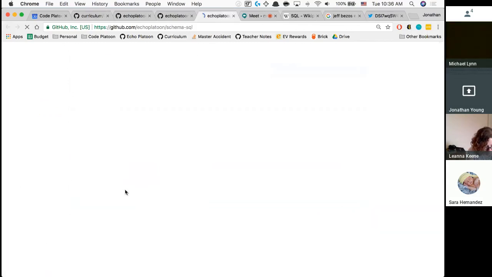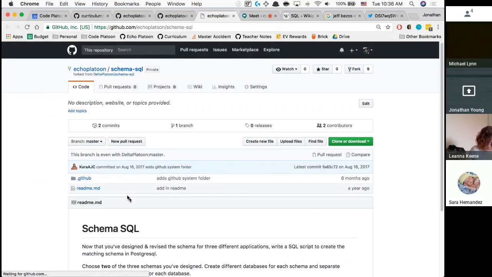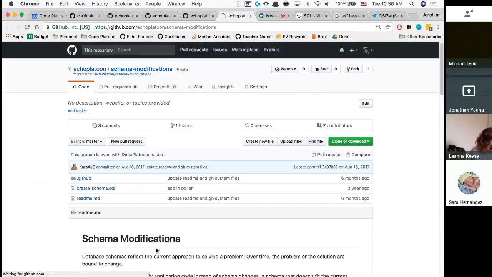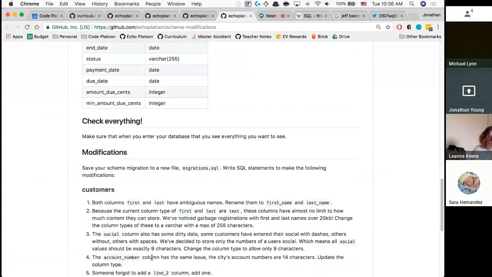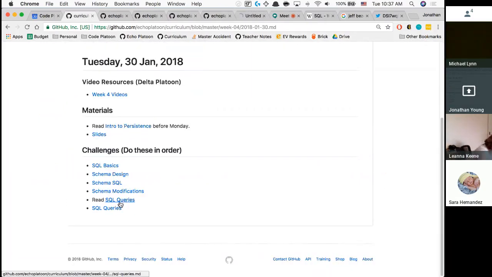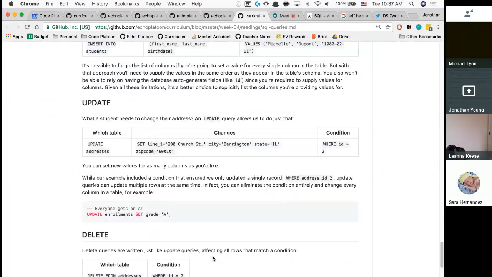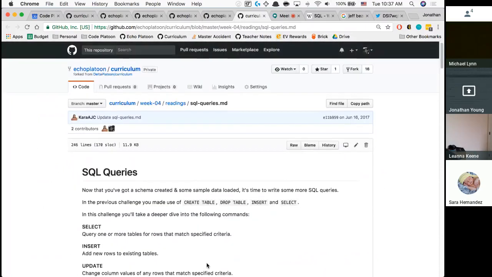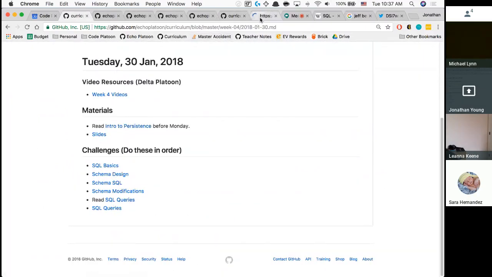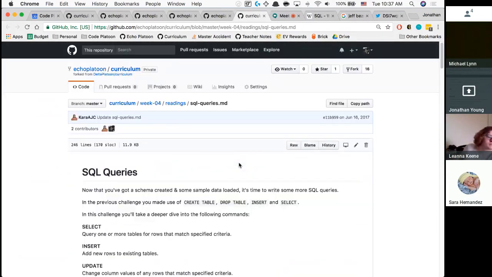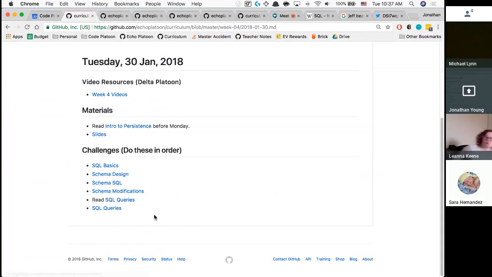Then we're going to write the schema SQL for that particular thing. We will need to unfortunately modify it afterwards. And then read SQL queries. This might be useful. Actually, I think we already read this, right? Maybe not. And SQL queries. So you want to do these in order, starting from the top, going all the way down to the bottom. And it is a pairing optional day. Do you have any questions, anyone?